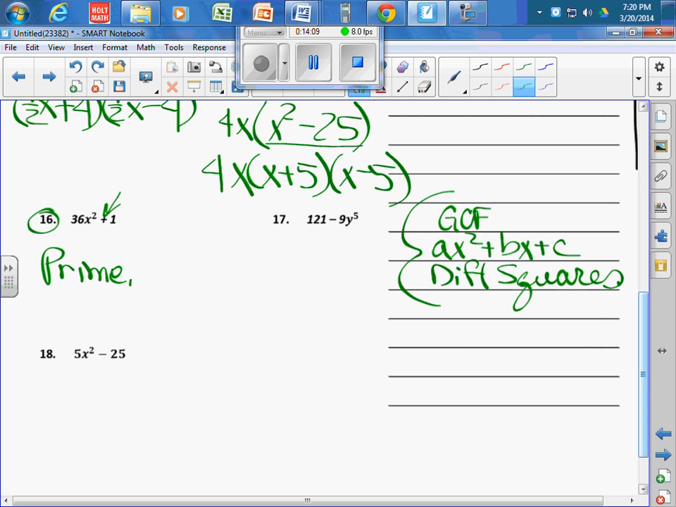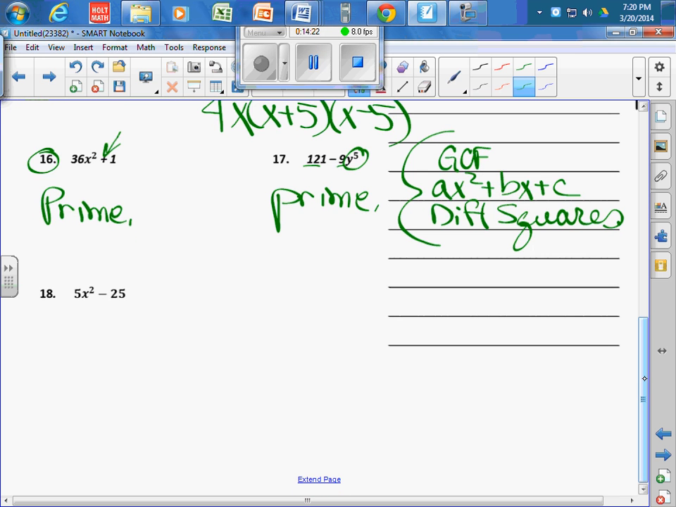In number 17, yes, 121 is a perfect square, 9 is a perfect square, but y to the 5th is not a perfect square. This one's also prime. And in number 18, is this a difference of 2 squares? Well, no, it's not. So is this one prime? Careful. What are you always looking for first? A GCF. Is there one here? Yes, there is. Factor out that 5, you get x squared minus 5.